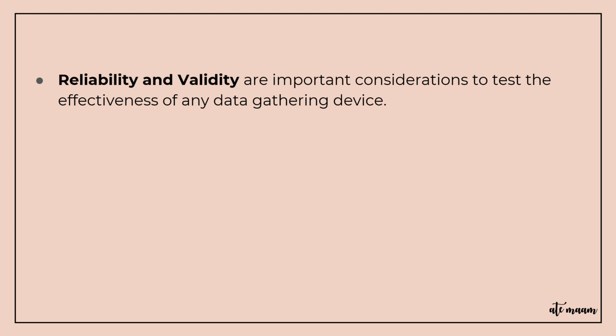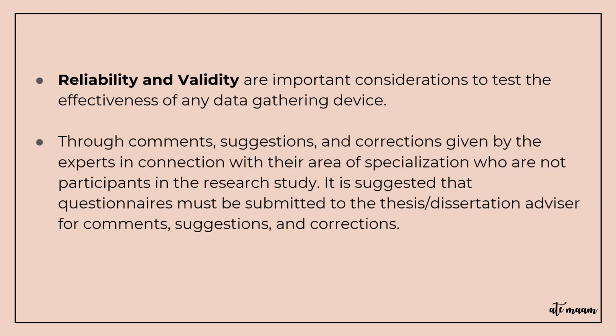Reliability and validity are important considerations to test the effectiveness of any data gathering device. You will get this reliability and validity for your research instruments through comments, suggestions, and corrections given by the experts in connection with the area of specialization who are not participants of the study. It is also suggested that questionnaires be submitted first to your research advisor for comments, suggestions, and corrections. So if you based your questionnaires or survey on a research instrument that was made before, you may ask your research advisor to check it for you so that it will be corrected or improved.